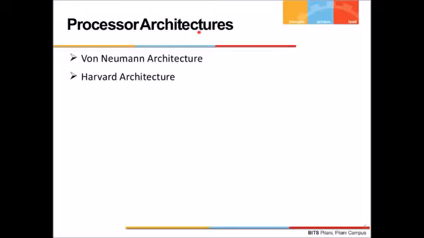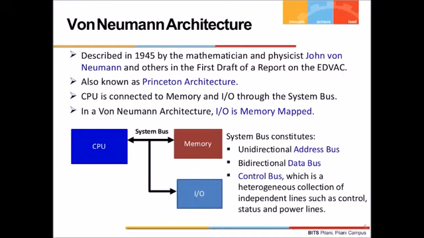Okay. So the processor architecture is primarily of two types: von Neumann and Harvard. So what is a von Neumann architecture? It was started by the physicist John von Neumann and of course others in 1945, while he designed the computer EDVAC. This is also known as Princeton architecture. So what is the basic principle of this von Neumann architecture?